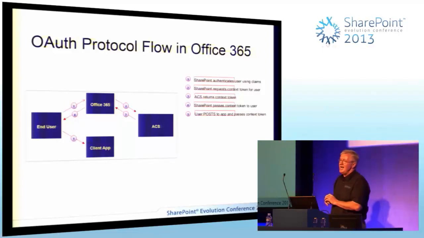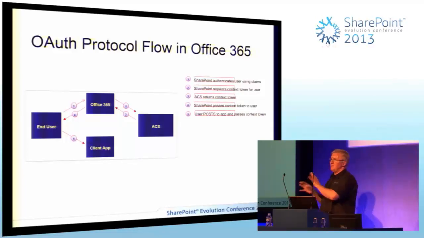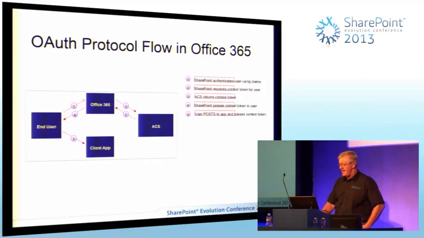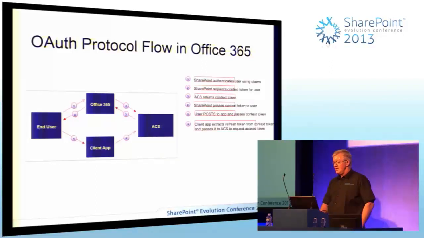When you work with .NET in Visual Studio, we're going to use a friendly library to make a call, and it's going to pull the refresh token out, and then pass the refresh token over to ACS, which is then going to pass back the access token. Then with the access token, we can make calls into SharePoint.